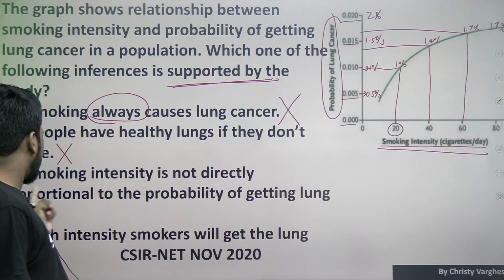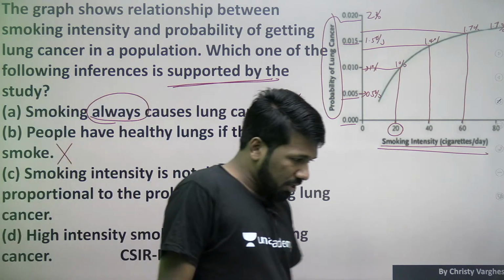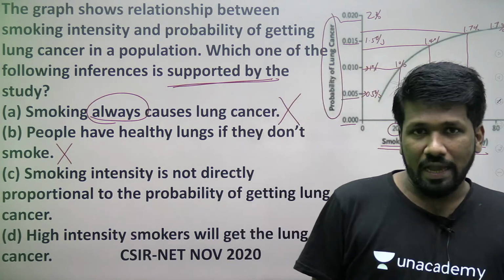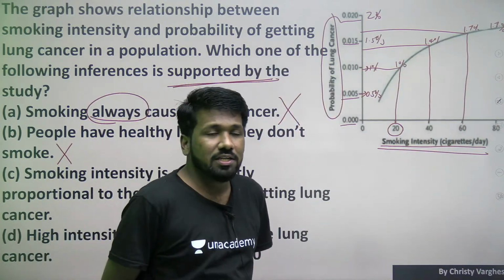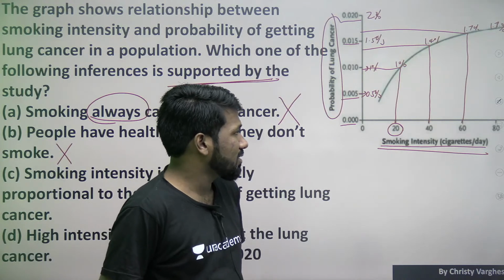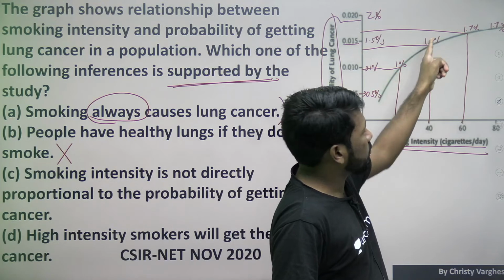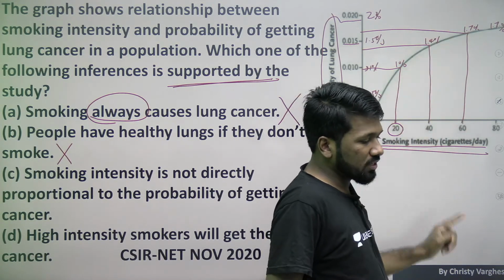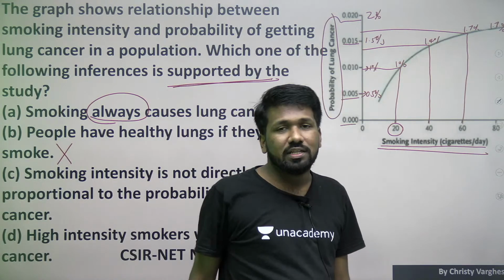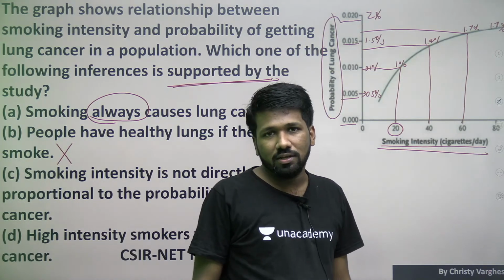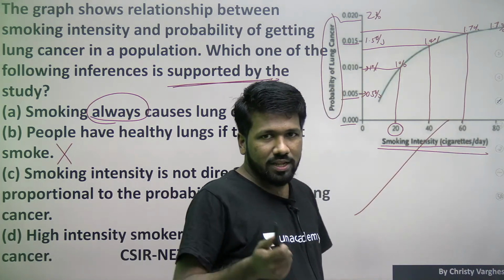Smoking intensity is not directly proportional to the probability of getting lung cancer. What is the meaning of directly proportional? At the constant rate it should increase. That means 20 है तो 1%, 40 है तो 2%, 60 है तो 3%, 80 है तो 4%. If that is moving at a constant rate, then that is directly proportional. Like a linear curve like this, a straight line, that is directly proportional.